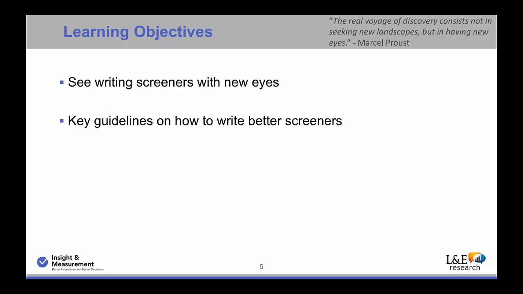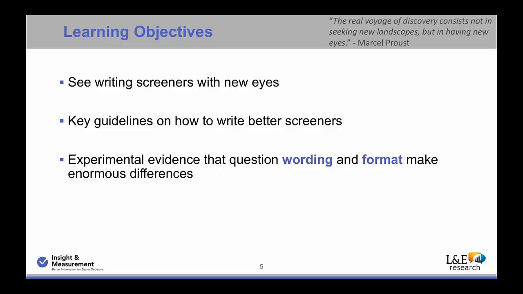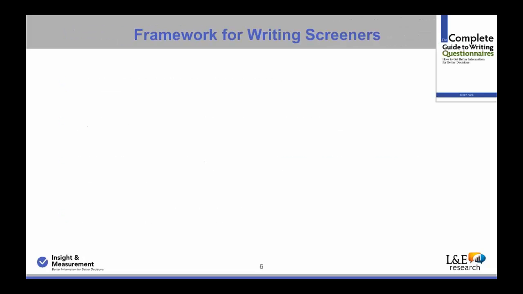We'll talk about some key guidelines. What I think are really at the top, the biggest problems that I see in terms of writing better screeners, which translates perfectly also to writing better questionnaires. And then we're going to show you some experimental evidence that question wording and format make an enormous difference. We did some experimentation on how to write questions and how to format them. I think you'll find that really interesting. And let's have fun doing this and learn together.